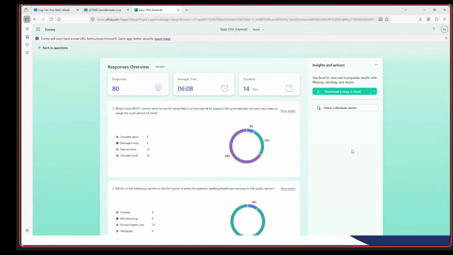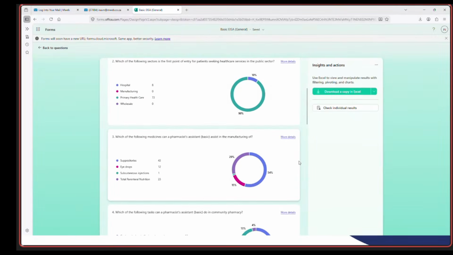So expired stock. Expired stock means that it is past their life cycle. The question doesn't say that it's past it, but that it is near the end. So it is actually obsolete stock. That is the definition. So the correct answer there is obsolete stock, and 66% of you had that one correct.